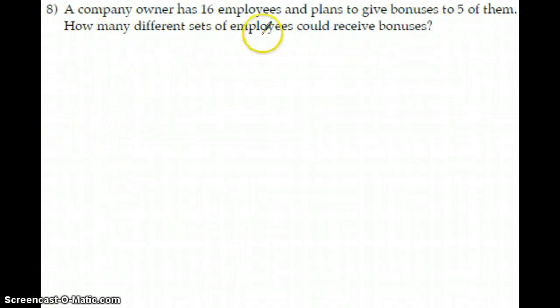Okay, totally different type of question. A company owner has 16 employees and plans to give bonuses to 5 of them. How many different sets of employees could receive bonuses? In other words, how many ways could he decide to select the 5 out of 16? This is a classic example of why we do combinations.